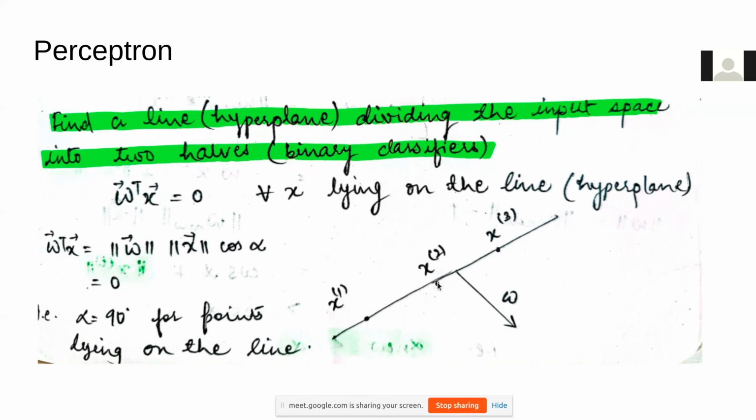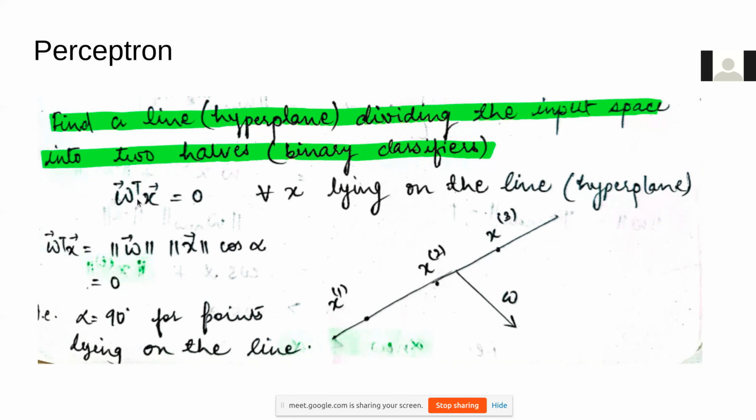So when we're talking about this hyperplane, the points which will be lying on this line are the points which will be actually lying on the boundary of these two classes, right? And for these points, W transpose X will be 0. So these are the points which are lying on the line.